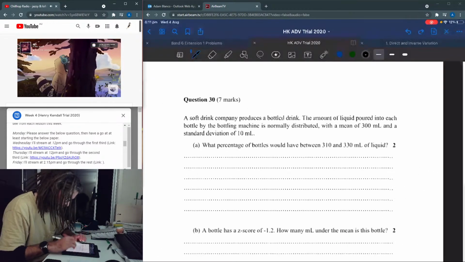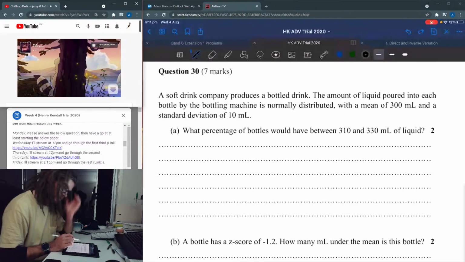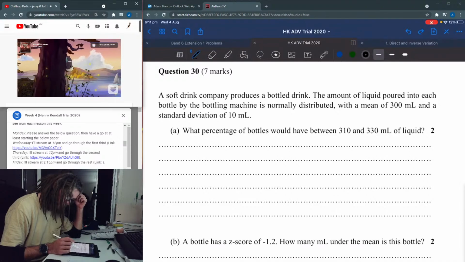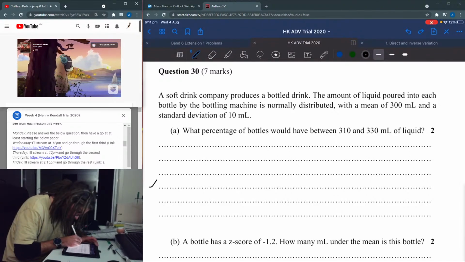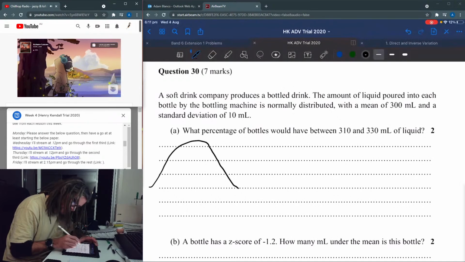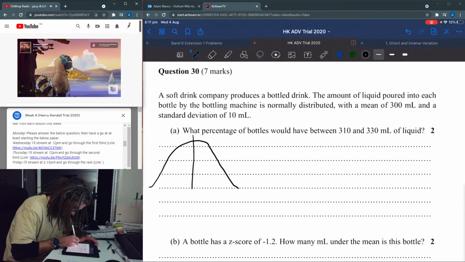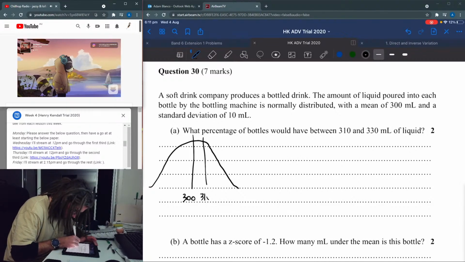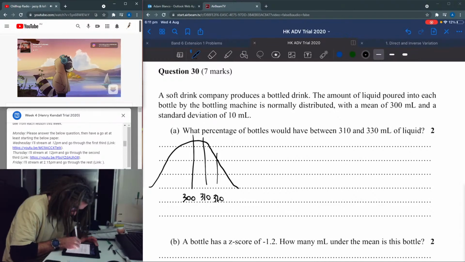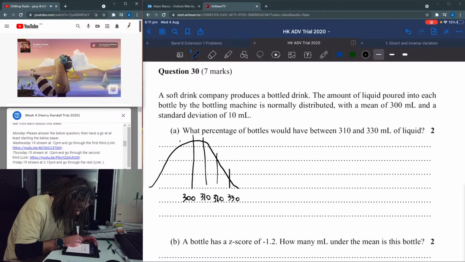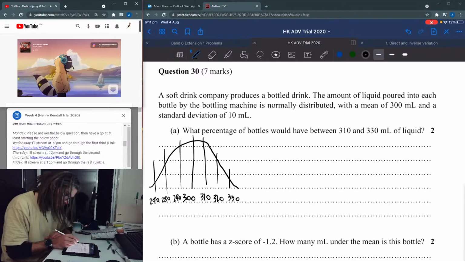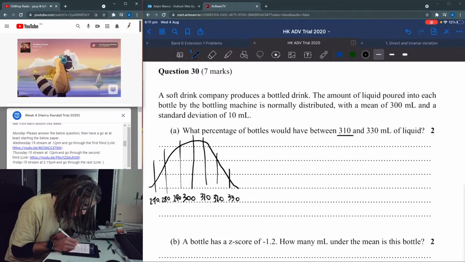Okay. A soft drink company produces a bottled drink. The amount of liquid poured into each bottle by the bottling machine is normally distributed. Oh, that means bell-shaped curve. Mean of 300. Standard deviation of 10. Okay, 1, 2, 3. 1, 2, 3. 290, 280, 270.